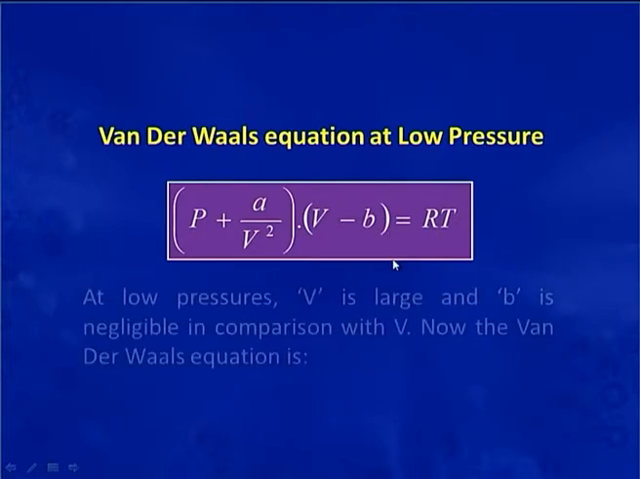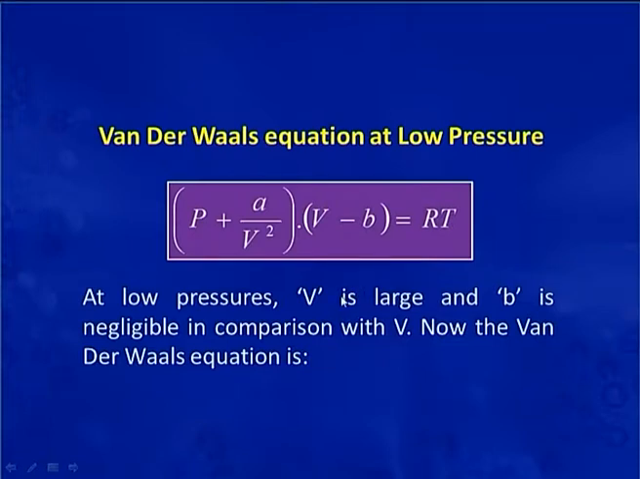This is the van der Waals equation. But what happens at low pressure? At low pressure, volume is large. So, in that case, we can neglect the factor B. So, B is negligible in comparison with V here.